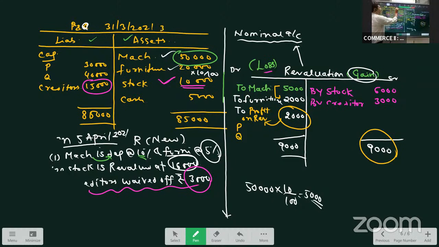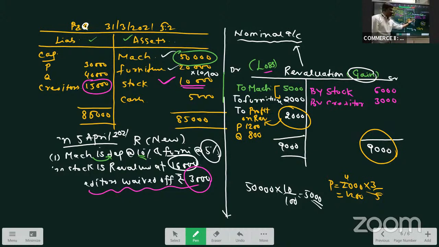Let us say their profit sharing ratio is 3:2. So what is the profit? 2,000. So how much will P get? 2,000 profit into 3:2. 3 plus 2, 5. 3 by 5, 2 by 5. So P will get how much? P will get 1,200 and Q will get 800.